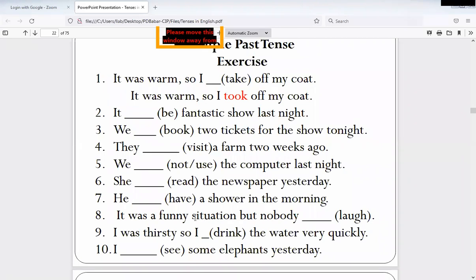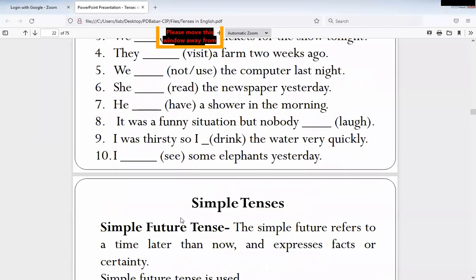Then see the 10th example. I (see) some elephants yesterday. So what form of see will we use here? We will use the past form of see, that is saw. I saw some elephants yesterday.